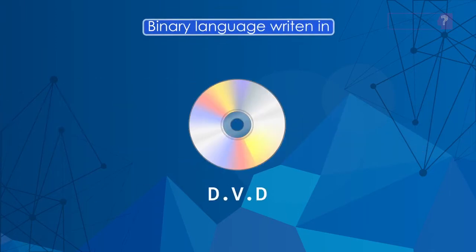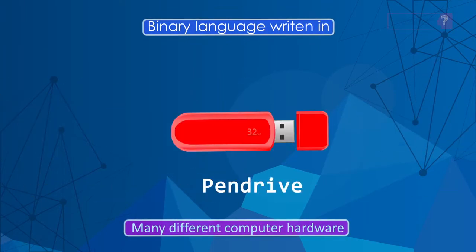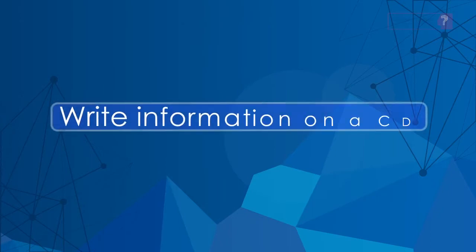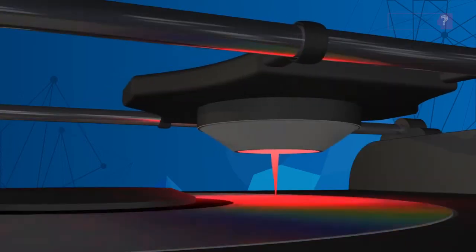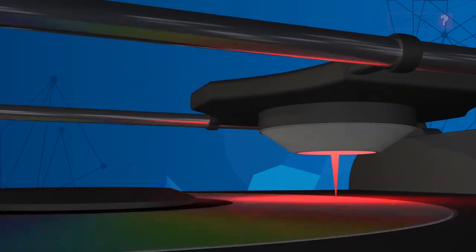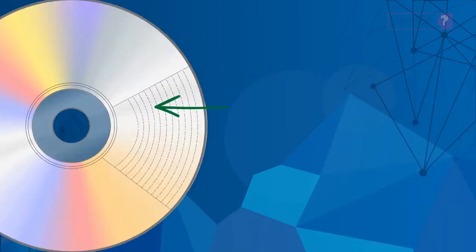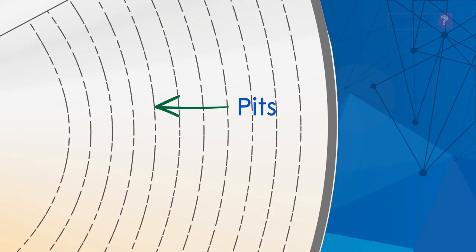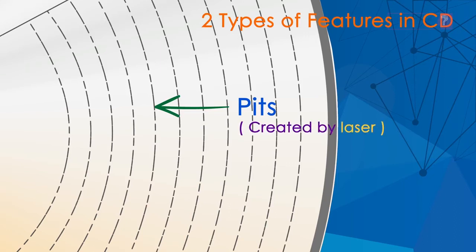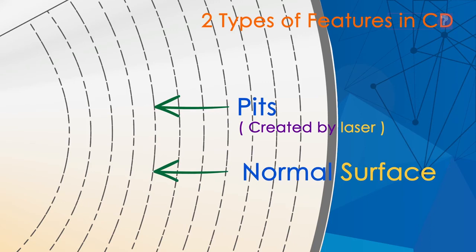Binary language can be written in many different ways on computer hardware. For example, to write information on a CD, a laser inside the computer burns the surface of the CD at certain places and creates pits at those places. Now there are two types of features on a CD: the pits created by the laser and normal surfaces where the laser was not applied.